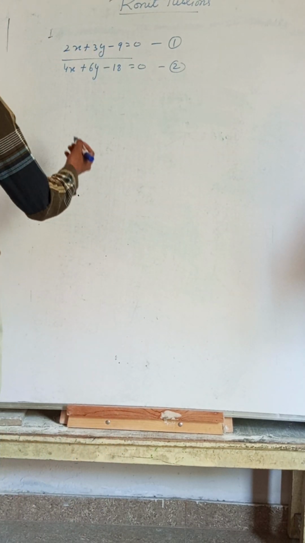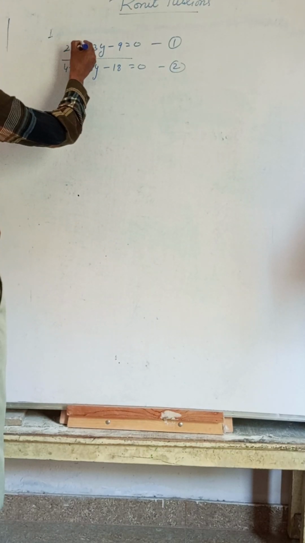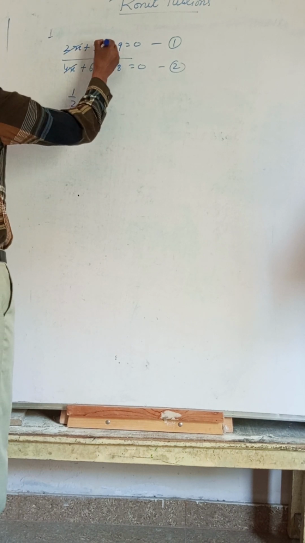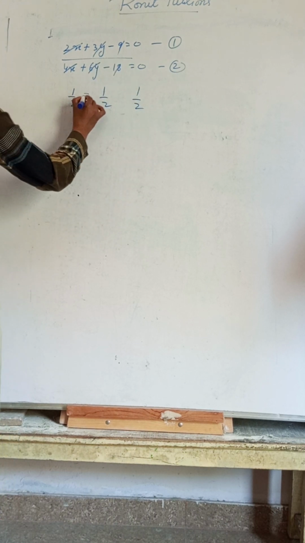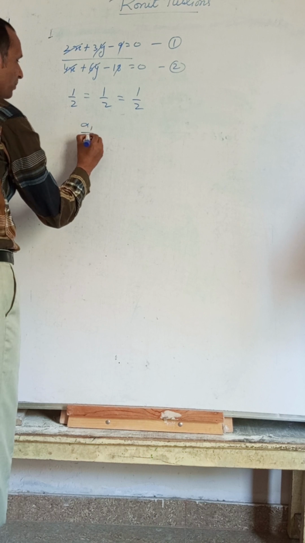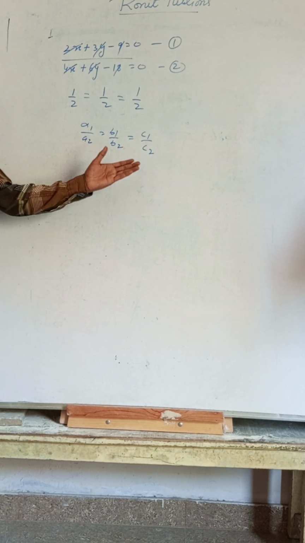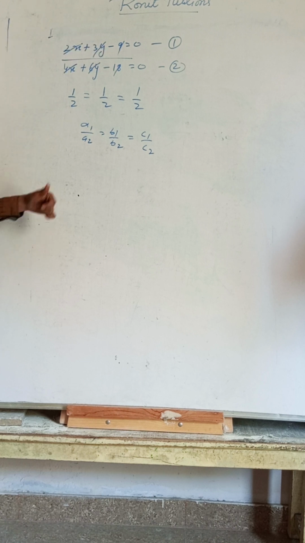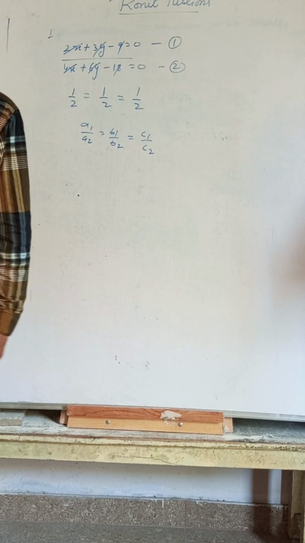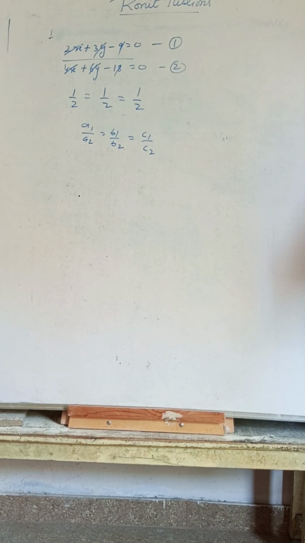First we keep equation 1 divided by equation 2. Here it will come 1 by 2, here also 1 by 2, and here also 1 by 2. Now all of these are equal. We know A1 by A2 is equal to B1 by B2 is equal to C1 by C2. If they are all equal, then the lines are coincident lines.